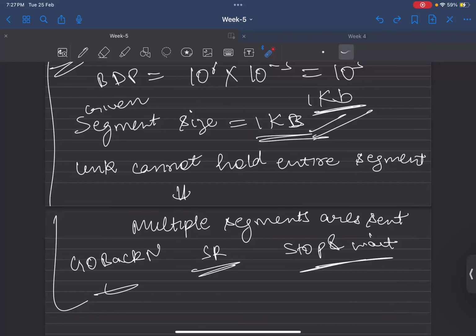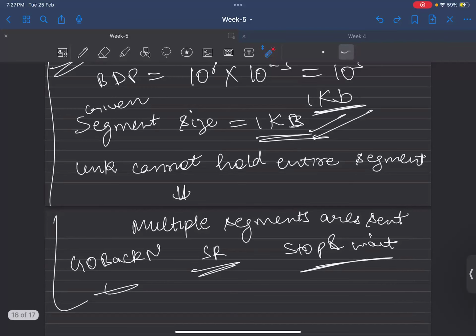If I talk about go back N and SR protocol and stop and wait protocol, in stop and wait I have to transmit one frame and then wait for the acknowledgement, whereas in go back N I can transmit multiple frames at a time. But here I can't transmit multiple frames at a time. There is no use of that because I can't even transmit one frame at one time. Are you getting my point? One frame itself is so big that it is not able to be transmitted in one go. So I have to transmit 8 times the one frame only.